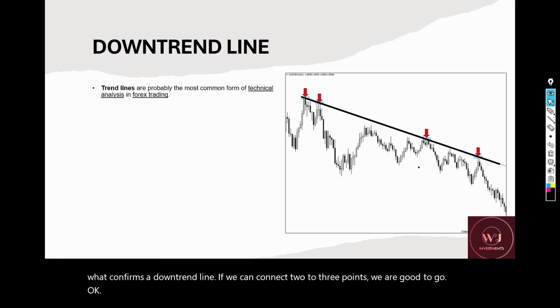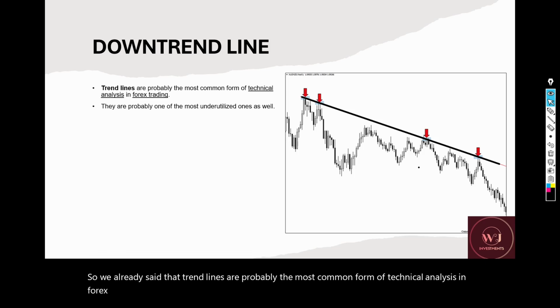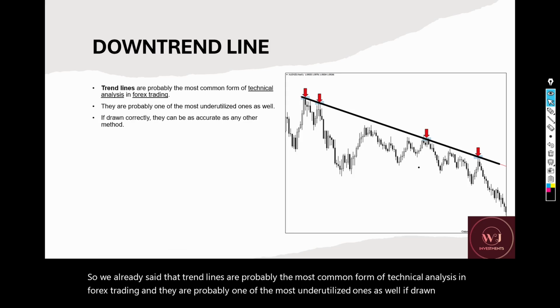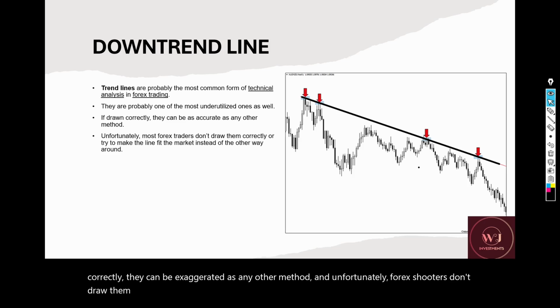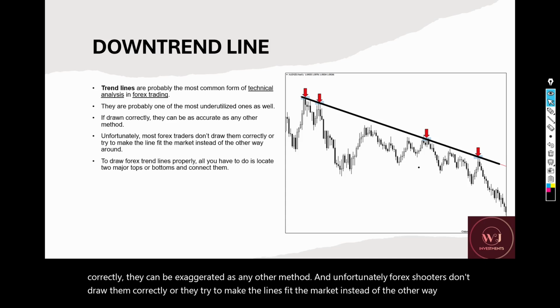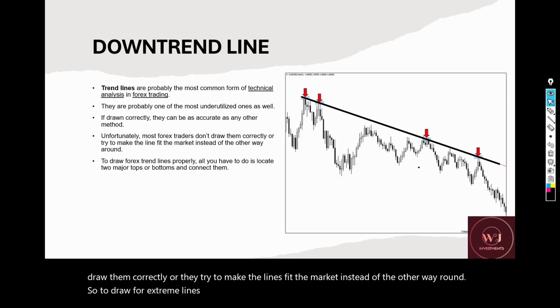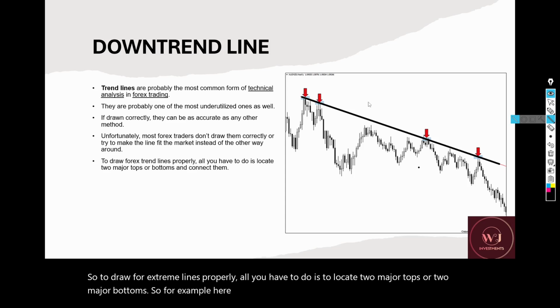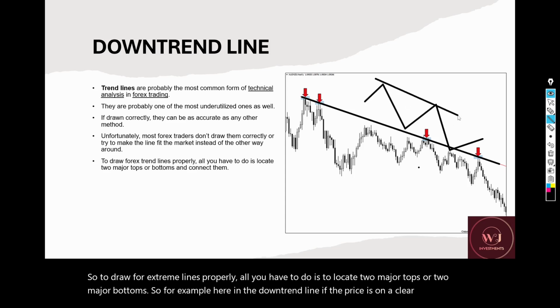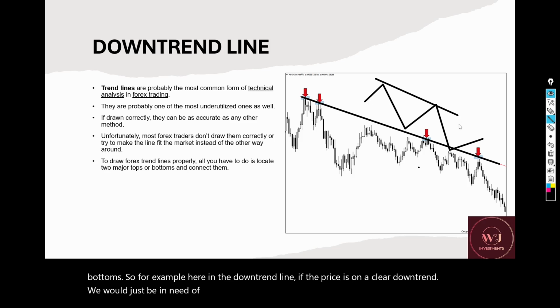We already said that trend lines are probably the most common form of technical analysis in forex trading, and they are probably one of the most underutilized ones as well. If drawn correctly, they can be as accurate as any other method, and unfortunately, forex traders don't draw them correctly, or they try to make the lines fit the market instead of the other way around. To draw forex trend lines properly, all you have to do is locate two major tops or two major bottoms. So for example, in the downtrend line, if the price is on a clear downtrend, we just need to connect two major resistance zones.